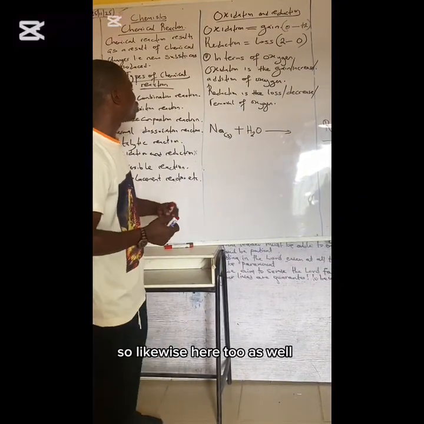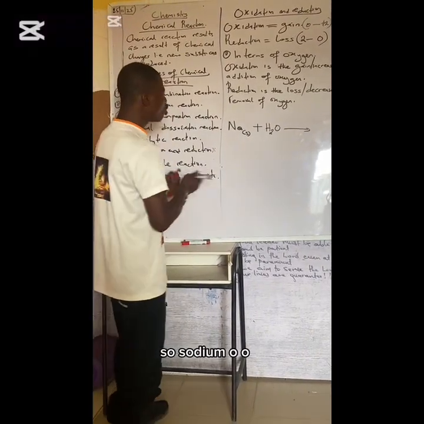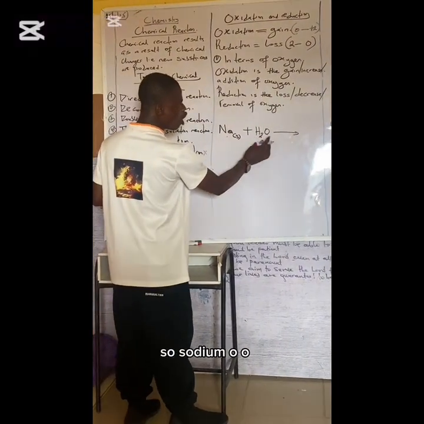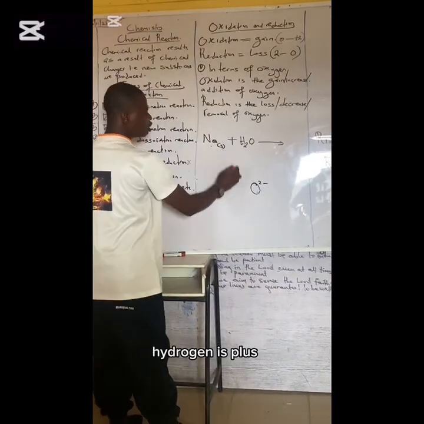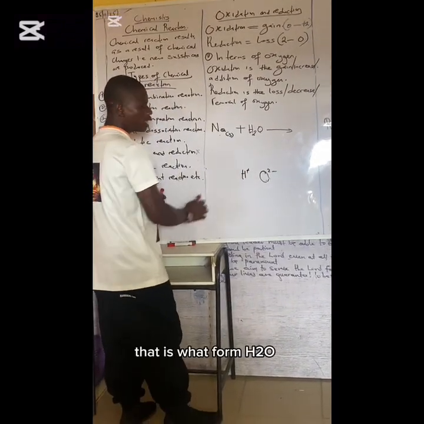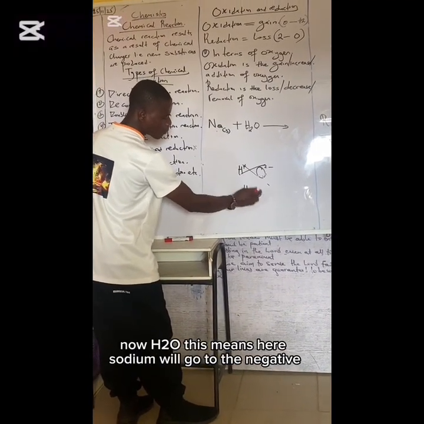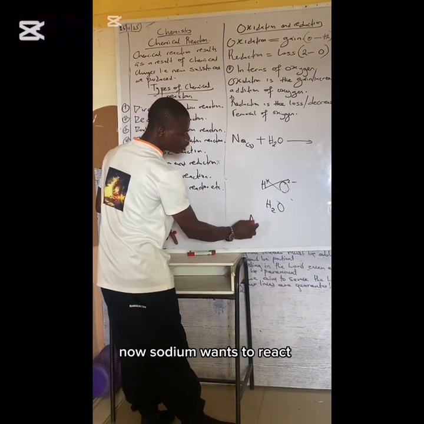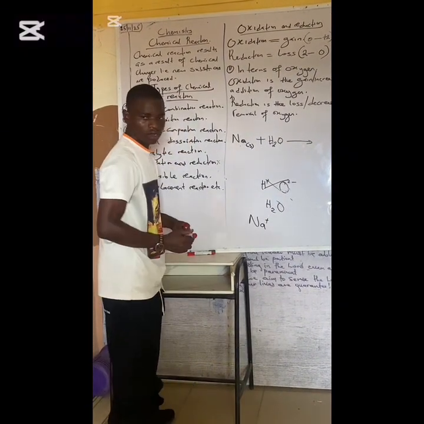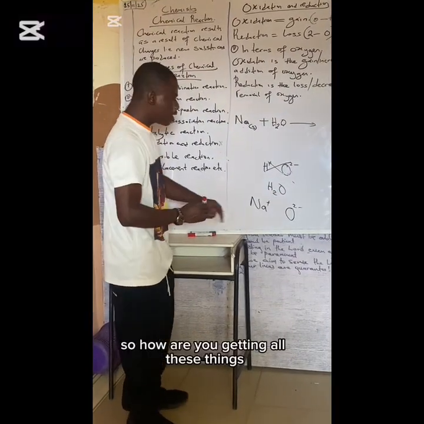So likewise here too, our sodium is solid, then we have H2O. So sodium, O is always 2 minus, oxygen is 2 minus, hydrogen is plus. That is what forms H2, as you can see on the board here, H2O. The same here, sodium will go to the negative. Now sodium wants to react, sodium is always plus, while oxygen is O2 minus. So how are you getting all these things?